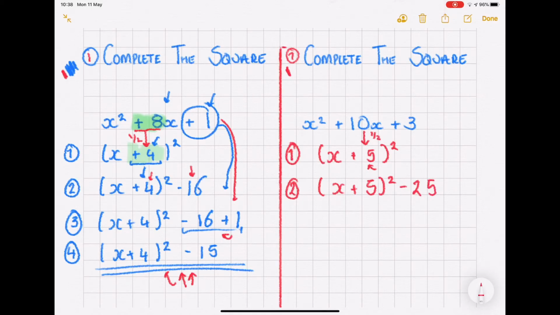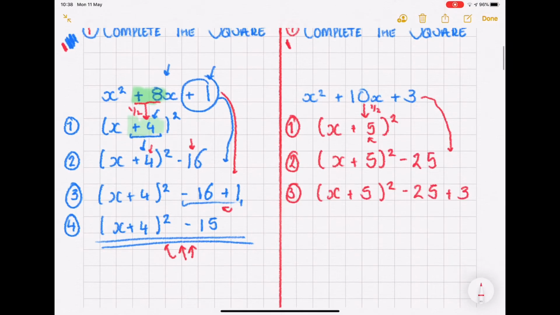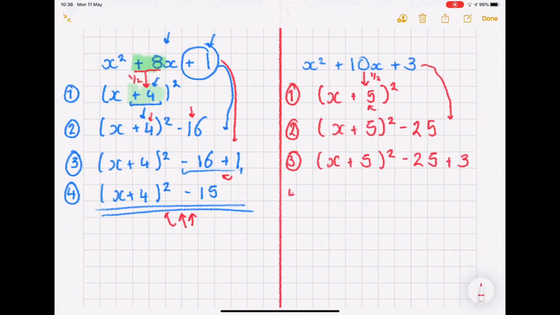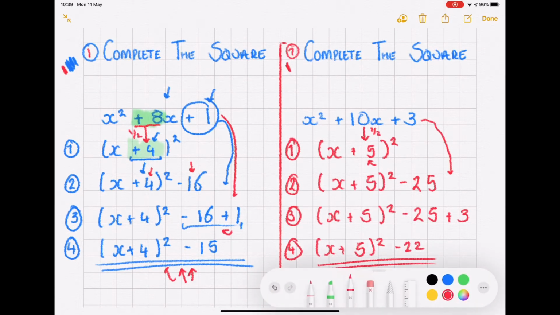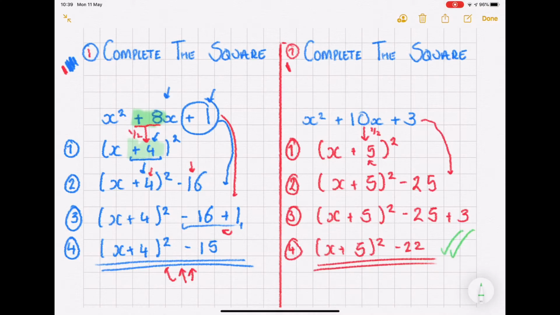And we said our third step was to take this number down and pop it on the end. So we have x plus 5 all squared, subtract 25, plus 3. Then we said our last step was to simplify this. So x plus 5 all squared, minus 25 plus 3 is minus 22. And that's our final answer there. So if you got that, fantastic. Give yourself some ticks. Well done.